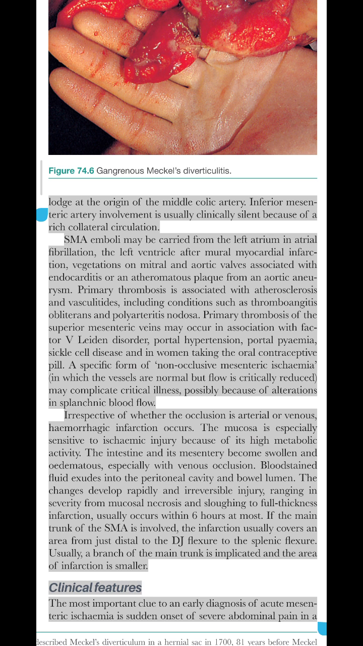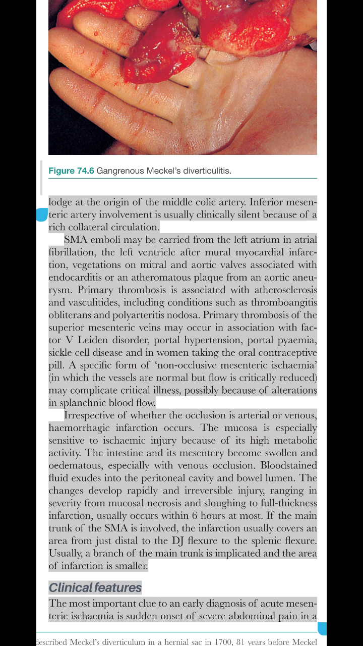Inferior mesenteric artery involvement is usually clinically silent because of a rich collateral circulation. SMA emboli may be carried from the left atrium in atrial fibrillation, the left ventricle after mural myocardial infarction, vegetations on mitral and aortic valves associated with endocarditis, or an atheromatous plaque from an aortic aneurysm. Primary thrombosis is associated with atherosclerosis and vasculitides, including conditions such as thromboangiitis obliterans and polyarteritis nodosa.